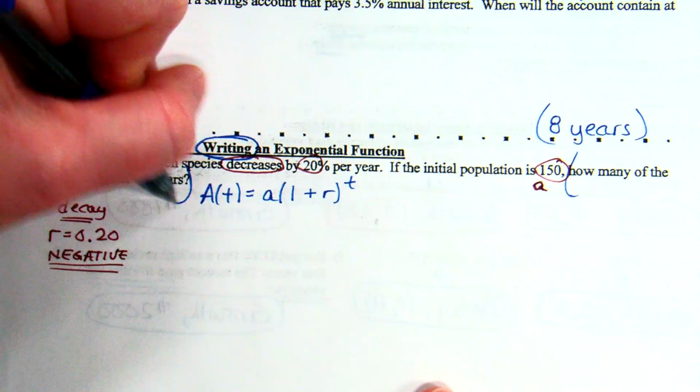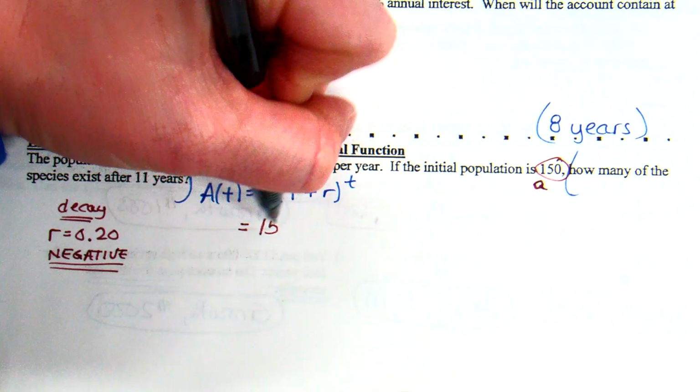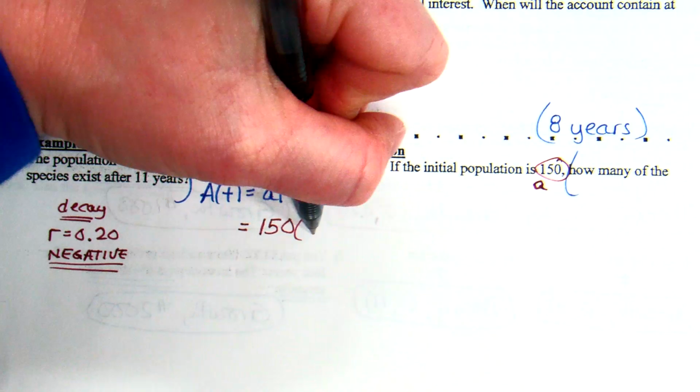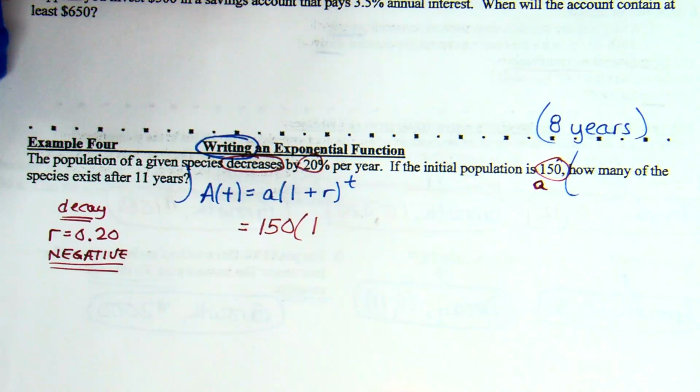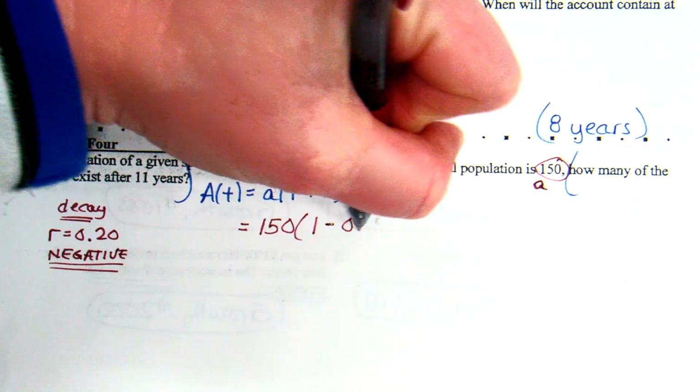Now, hold that thought. Stop reading there. Pretend the rest of that statement doesn't exist right now. Okay, so this part, how many of these species exist after 11 years, is like part B on Math Excel. Let's write an equation that represents that first part. If we're writing an equation that represents that first part, little a is going to be 150. 1 plus r. What am I putting in here? Really, it's 1 minus 0.2.